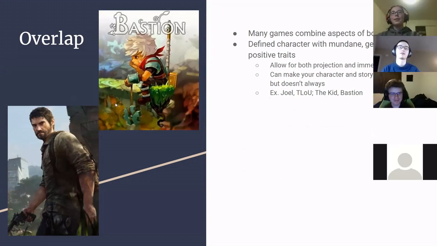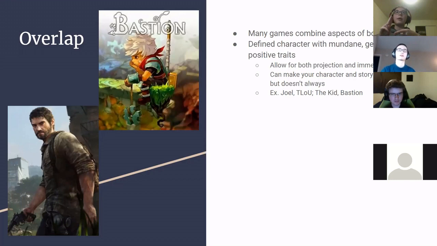Okay. So yeah, as I was saying, it's very much a gradient. You can have games that fall on the extremes, but the overwhelming majority falls somewhere in the middle. And what a lot of games will do is they'll have a defined character with a name, personality traits, all that fun stuff. But they'll be pretty mundane personality traits and generally positive as well, things that people would want to be like.